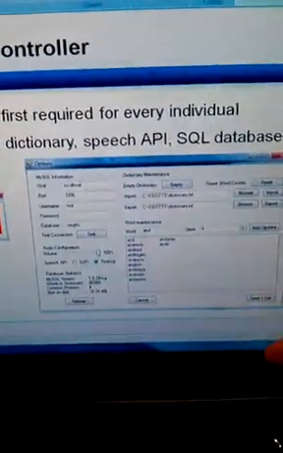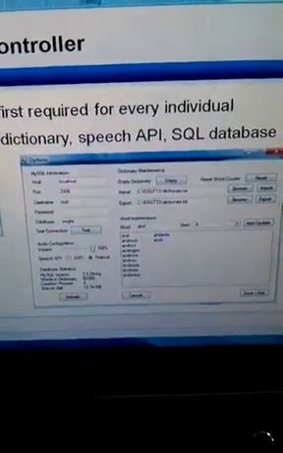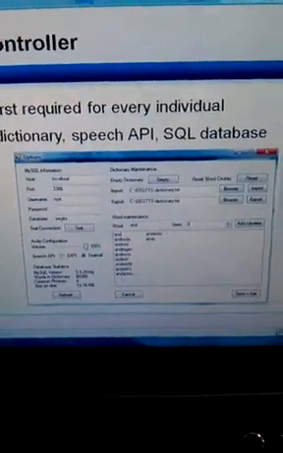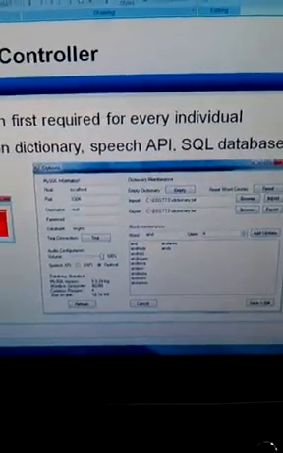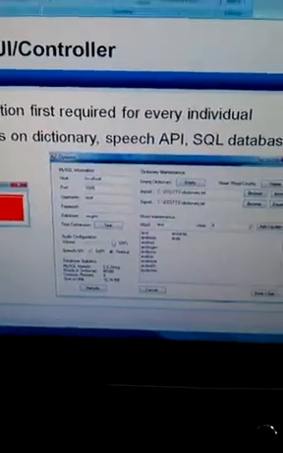And just some database stuff, we were able to export any data that was taken during the trials. Any database information can be backed up for future use. And that's about it.